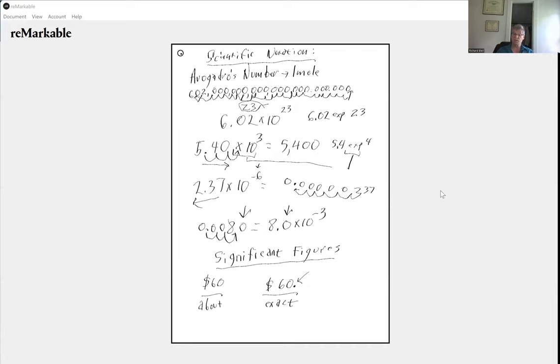That's what significant figures are. If I say that I have about $60, you're going to assume plus or minus $10. Because this is the 10 space here. You're going to assume it's within $10 of 60. I have exactly $60. I'm going to assume that it is plus or minus $1 if I put that decimal point there.